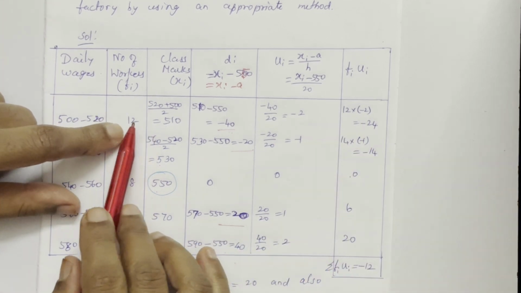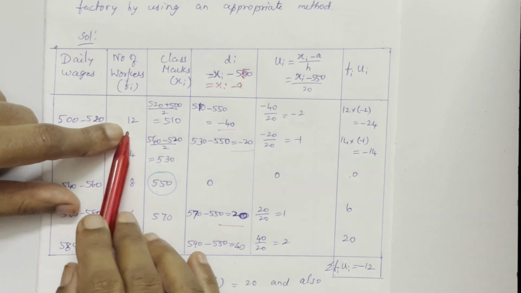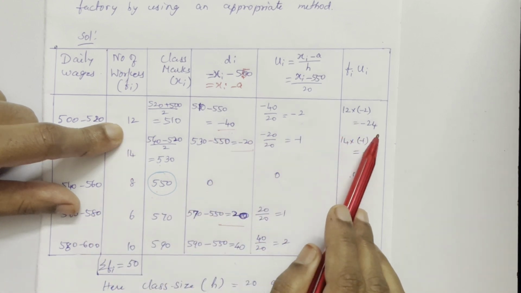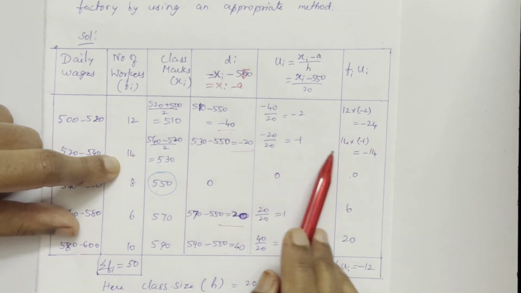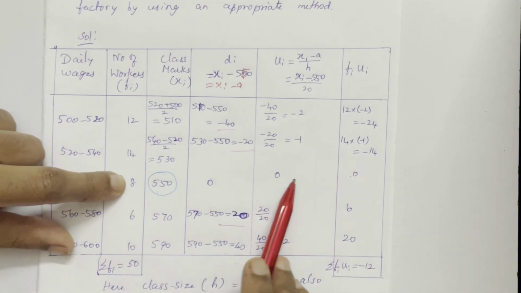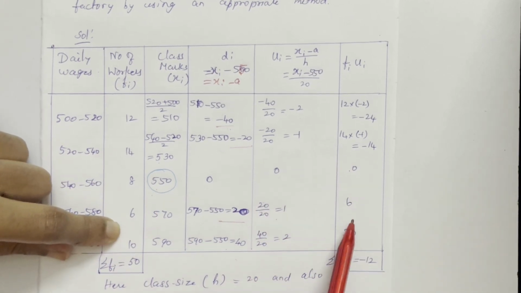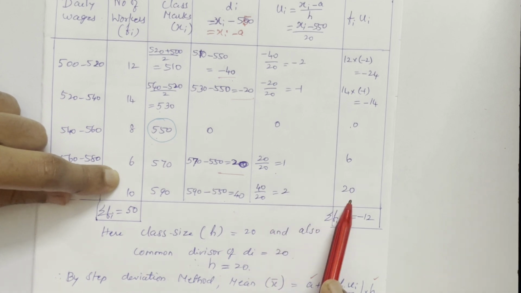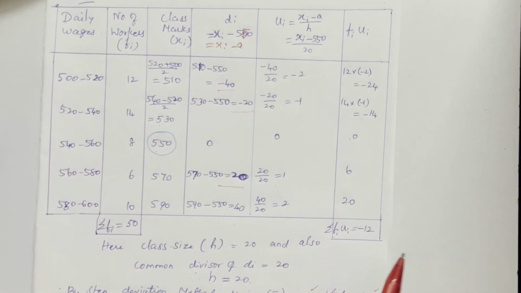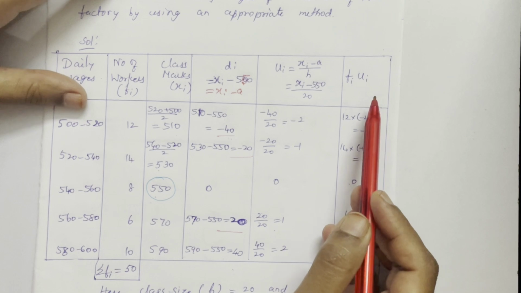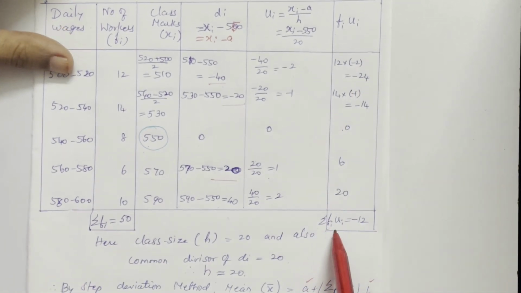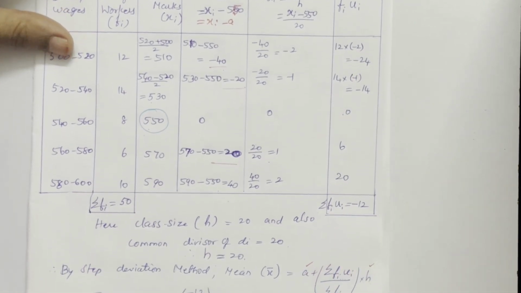So now we will multiply fi and ui. 12 into minus 2 is minus 24. 14 into minus 1 is minus 14. 8 into 0 is 0. 6 into 1 is 6. 10 into 2 is 20. Now we need the sum of fi ui. So we found sigma fi ui equals minus 12.